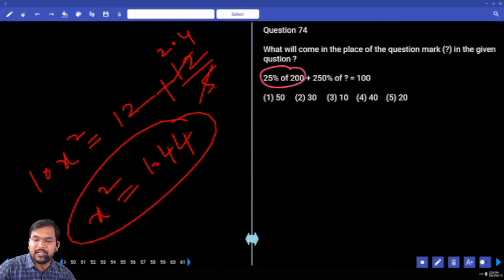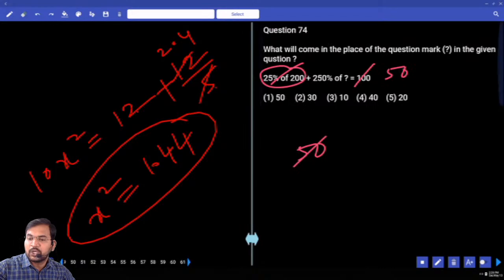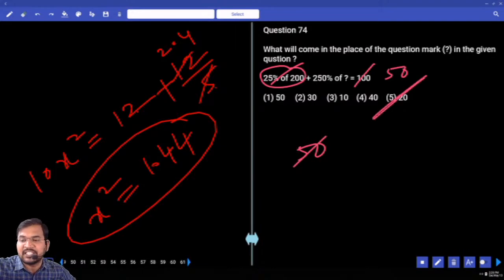25% of 200 is nothing but 50. 50 comes to this side. 250% of what value will be 50? 20. 250% of 20 is nothing but 50, na? Yes or na? Your answer is 20.